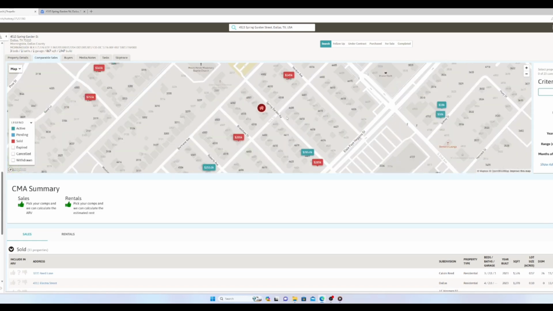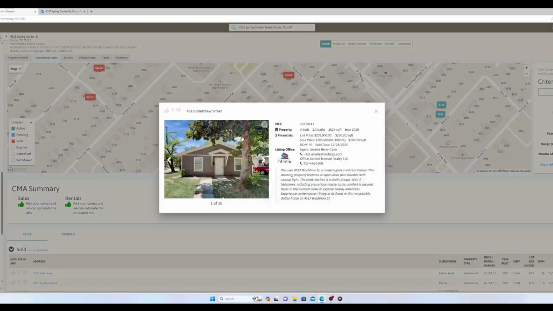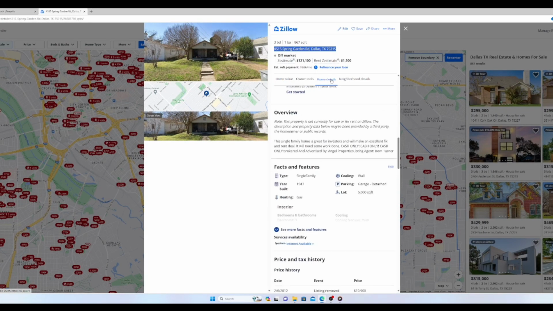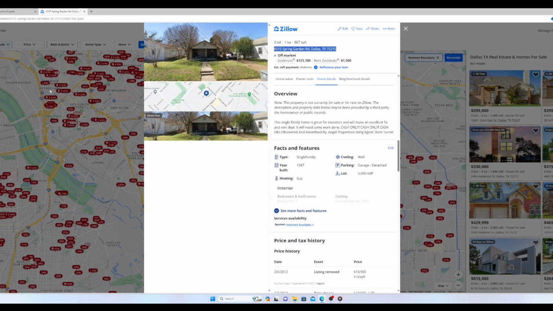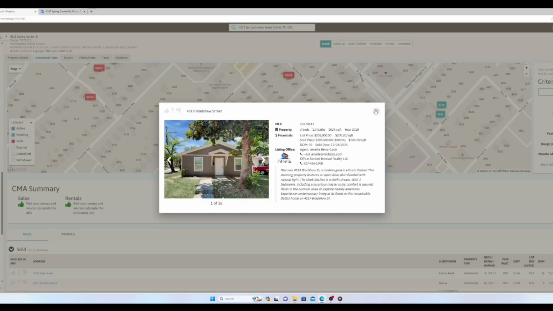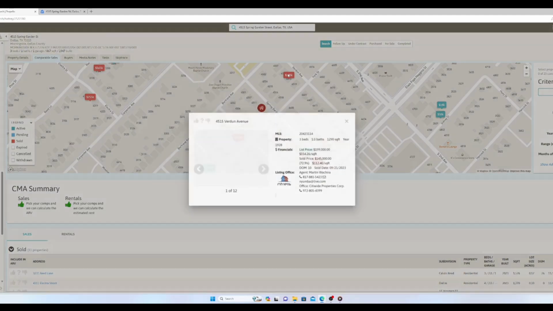Okay, let's get into it. So right here, we got a 205. Let's see, 3-1, about 1,000 square feet. It's a 2008 build. So another thing you want to look out for is the year built. This is a 2018 build. Our subject property is a 1947 build. So obviously that can't be a comp, because we got a 145 comp.